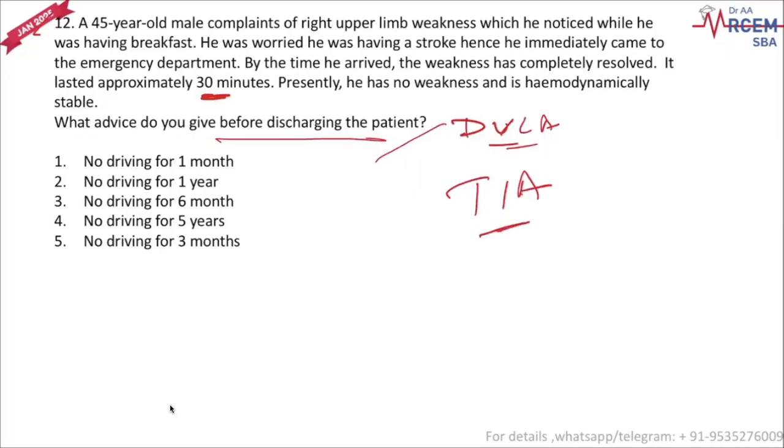In TIA, you advise them not to drive for 1 month. They are given 1 year also, but whenever they want to test you on a heavy motor vehicle, they will mention it. If he is a bus driver or a lorry driver, they will specifically mention it. If they have not specifically mentioned it, always consider it a light motor vehicle like a car or a motorcycle.